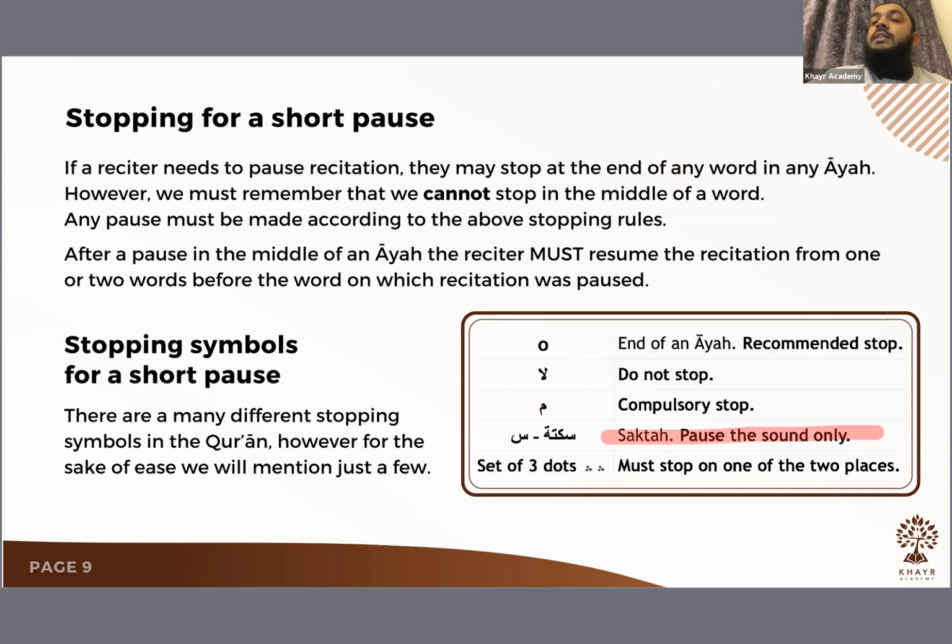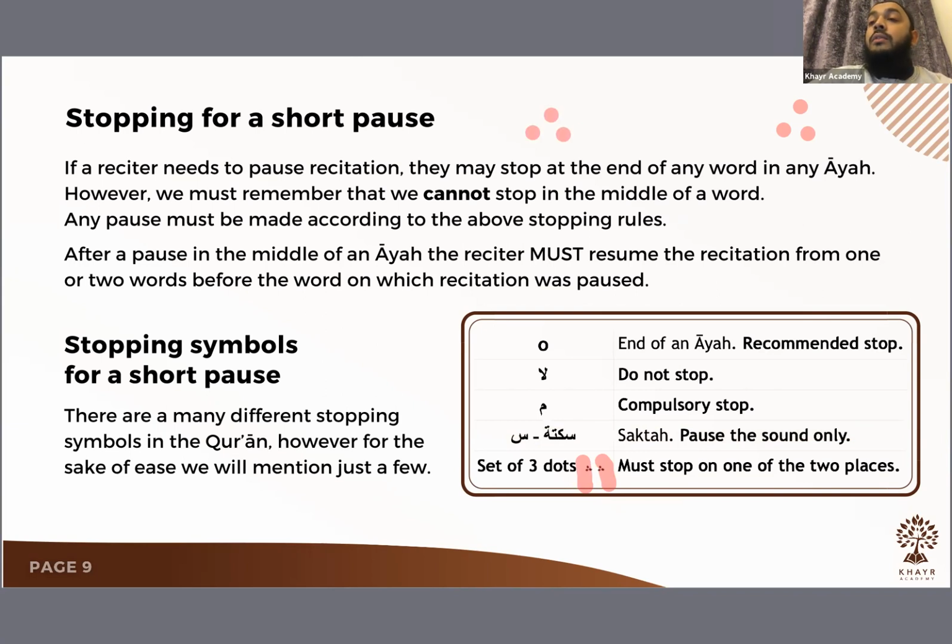What is sakta? Sakta is different from waqf, because in normal stopping, Qul huwallahu ahad, if I'm going to stop, I have to renew my breath. In sakta, you don't. There are only four places in the Quran. I'm going to explain that when I get there. And the last one we're going to concentrate on is these dots. Sometimes in the Quran, you're going to see three dots here and three dots here. What do they mean?